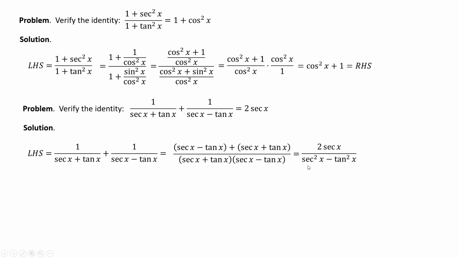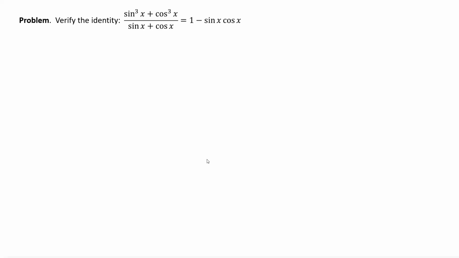Hey, wait a minute. There is a level 2 identity that says secant square x minus tangent square x is equal to 1. Where do we get that from? The level 1 identity is 1 plus tangent square x is secant square x. So from that you can say secant square x minus tangent square x is 1. So we end up with 2 secant x over 1, which is 2 secant x. That's the right hand side. Cool? Whoa.